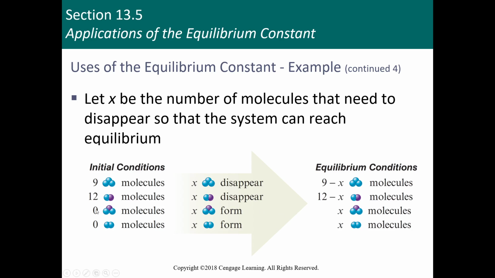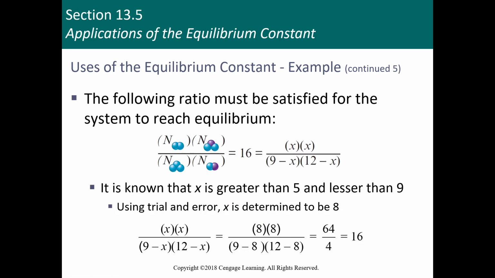Now notice we don't have any of the products at the beginning, and so 0 plus X just gives us X. And of course our initial concentration right here, 12, minus X is going to give us the remainder of our reactants. So we can then plug these into our equilibrium expression. And so we know our equilibrium constant is 16. Our products are X and X. That would be the concentrations at equilibrium. Our reactants will be the 9 minus X and 12 minus X at equilibrium then.